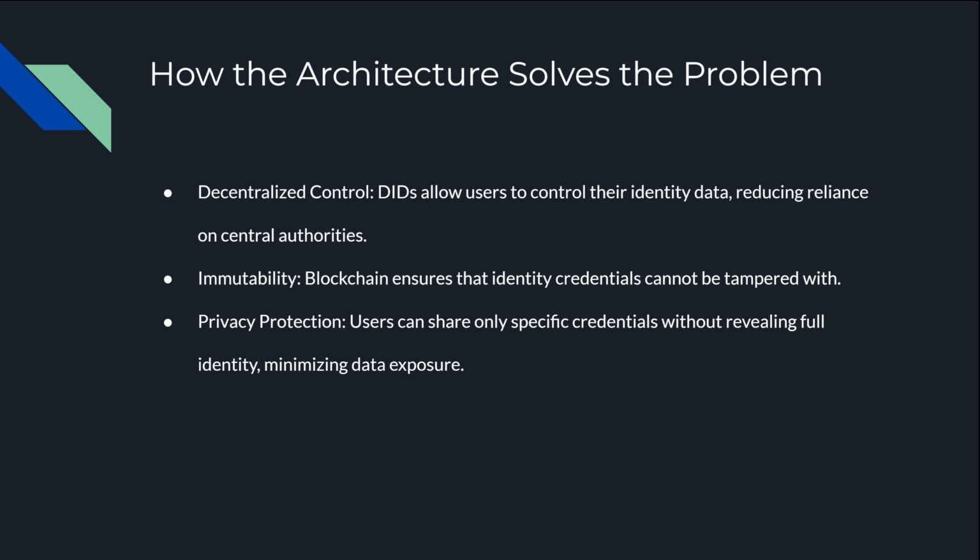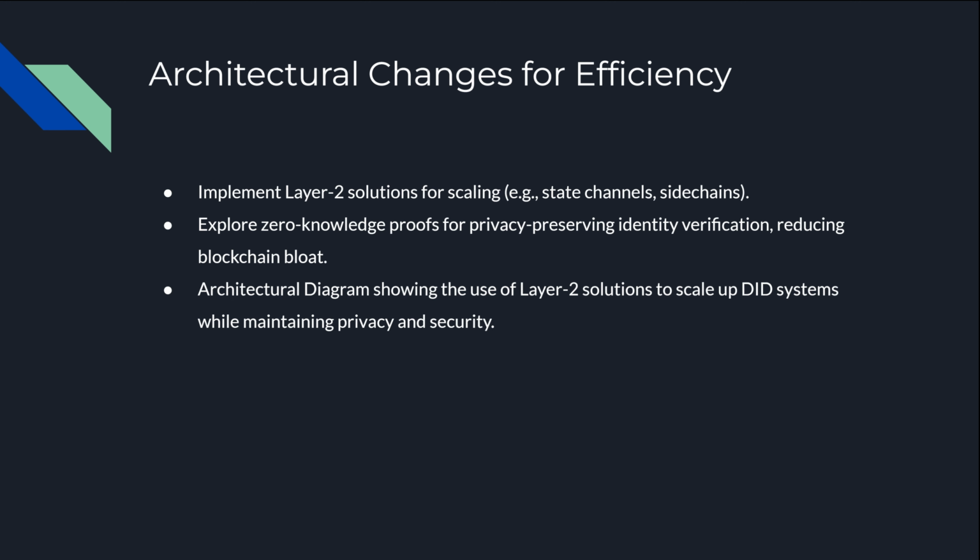Finally, the architecture ensures privacy protection. Users can selectively share specific credentials without revealing their identity. For example, they can prove their age or citizenship without sharing their full name or other personal details, thereby minimizing unnecessary data exposure. To further enhance the efficiency and scalability of our digital identity system, we propose a few architectural changes. First, we plan to implement layer 2 solutions such as state channels and sidechains. These are designed to handle transactions off the main blockchain, significantly improving scalability while maintaining the security and decentralization benefits of DLT. This is especially crucial when dealing with large volumes of identity verifications.